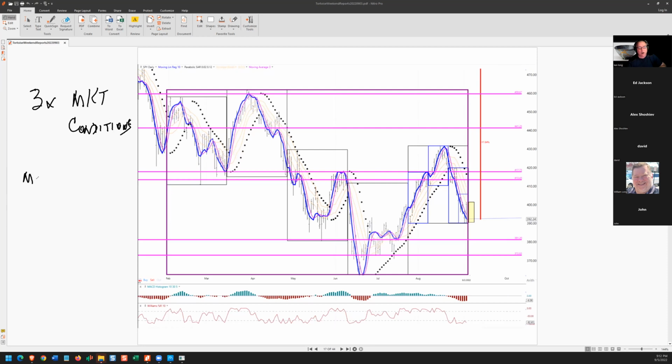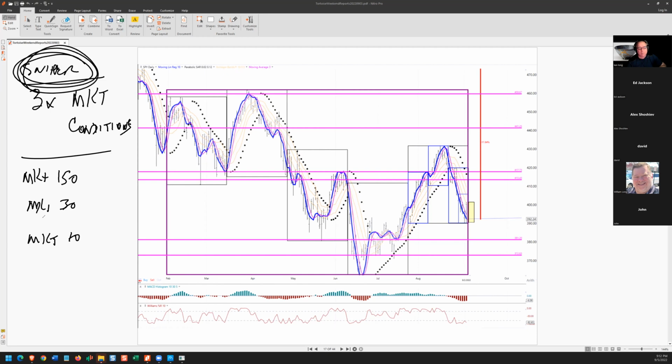And we're looking at market 150, market 30, and market 10. Because in the sniper mentality, the sniper mindset, looking back 150 days, and this is today, so this is a 150-day look back, which is this purple box.